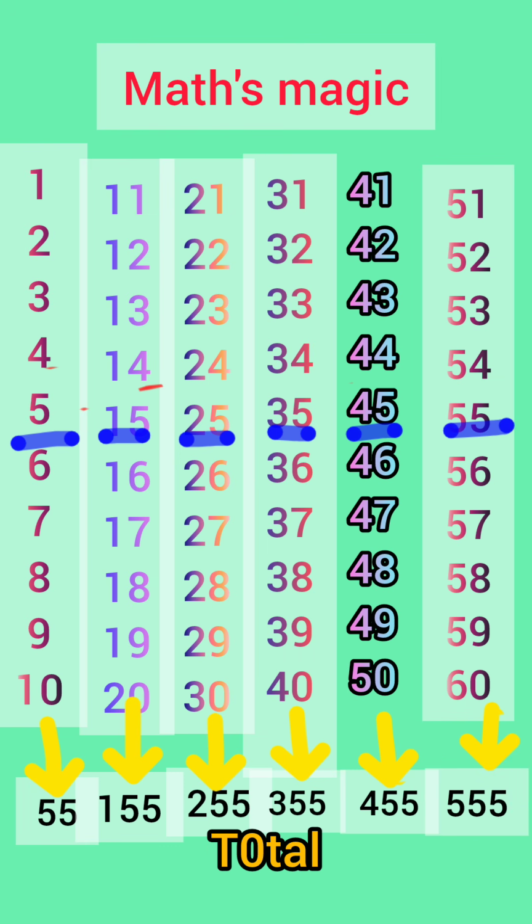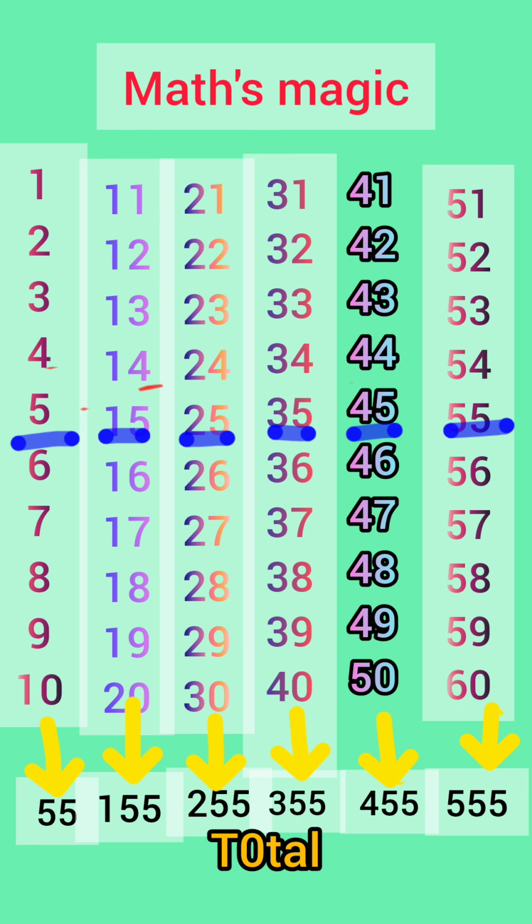If we observe it, the middle number of the first line is 5, then write the 5 side by side, and it becomes 55. In the first line the total is 55. In the second line the middle number is 15, then write the 5 beside the 15, and that becomes 155. Then the second line total is 155.